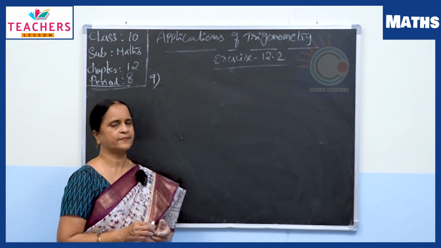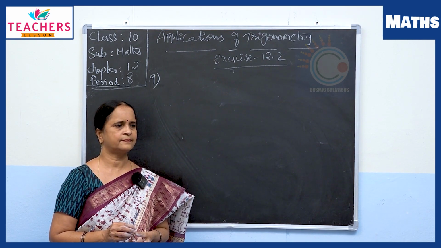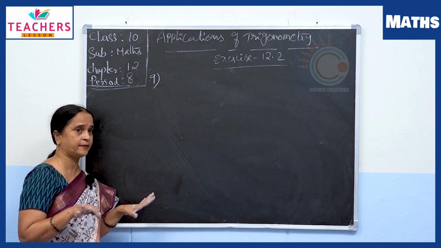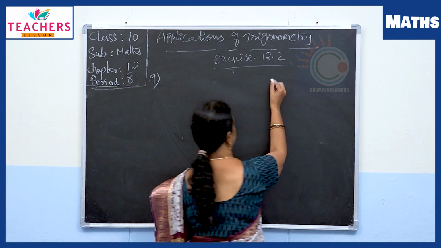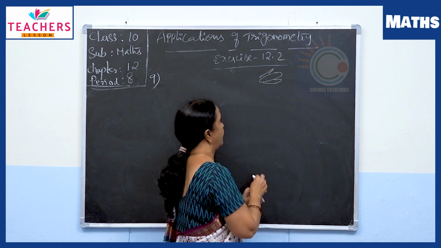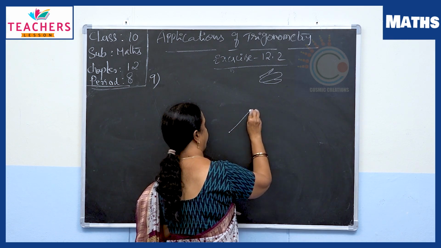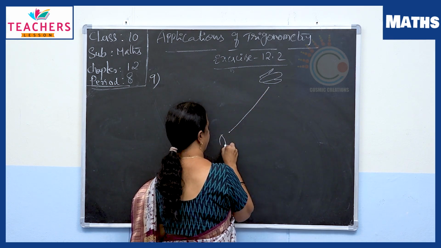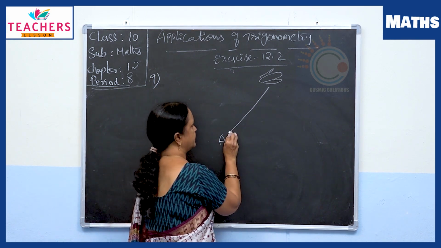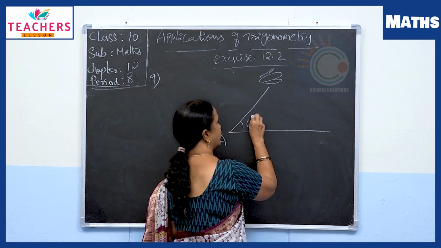The angle of elevation of a jet plane from a point A on the ground is 60 degrees. The angle of elevation of the jet plane from a point A on the ground, A is given, so you must take A. 60 degrees. This is the ground. 60 degrees. Next, what happened?